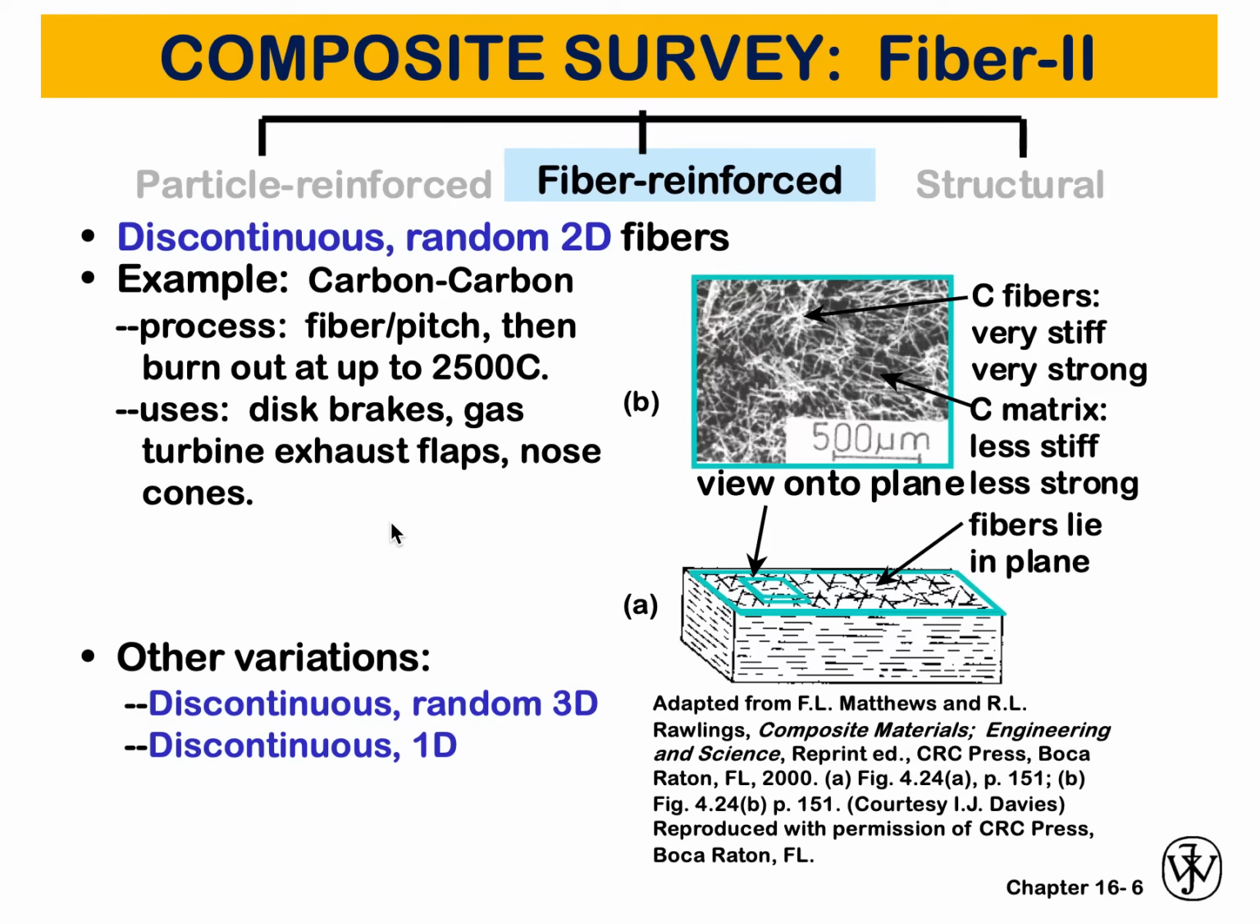You can also find other variations of this material here. We're looking at two-dimensional, so it's a cross-sectional area, and that's why we call it discontinuous, because they're short, and it's random because they're not aligned in a specific direction, and it's 2D because it's an area. You can have discontinuous, which is short, random alignment of the fibers, in a 3D structure like this here. And you can also have discontinuous, which is short, in 1D, fibers aligned together and just in one direction.